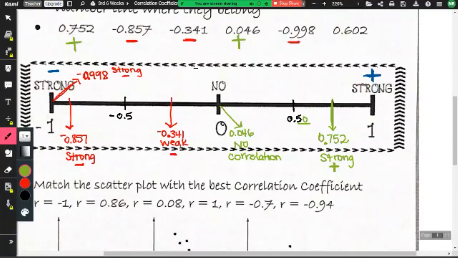All right. Last one, 0.602. It is a positive, so it's going to be on the right side of my scale. But a 0.602, where is that going to fall? Since we already have 0.7 here, we know it has to be between 0.5 and 0.7. So I'm actually going to draw it going up this time since I don't want to go down again. 0.602. How can we describe 0.602?